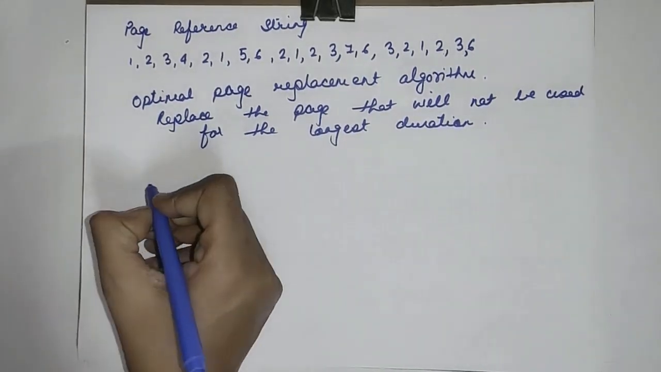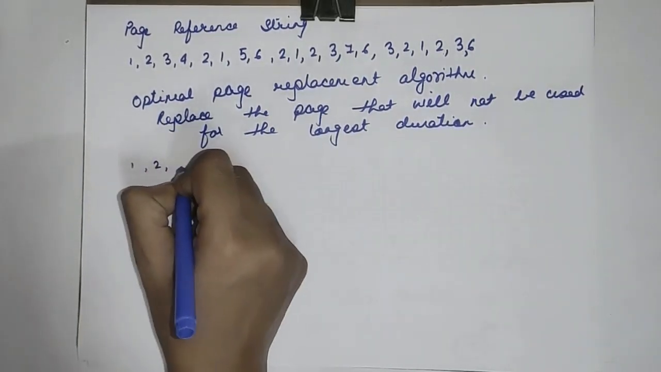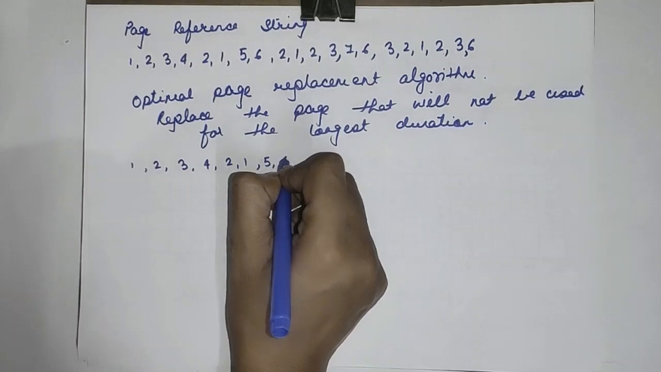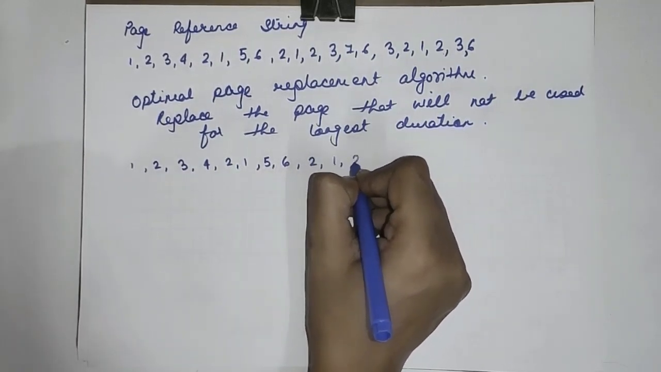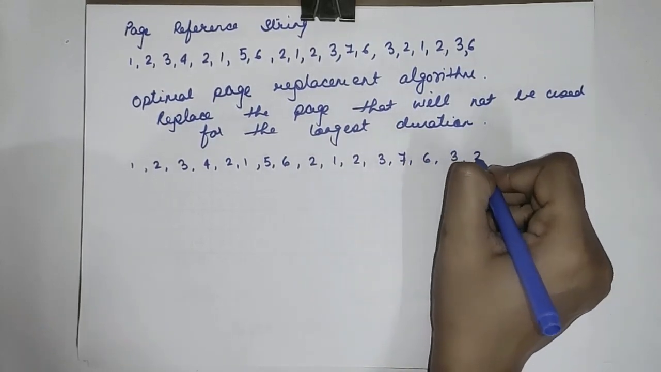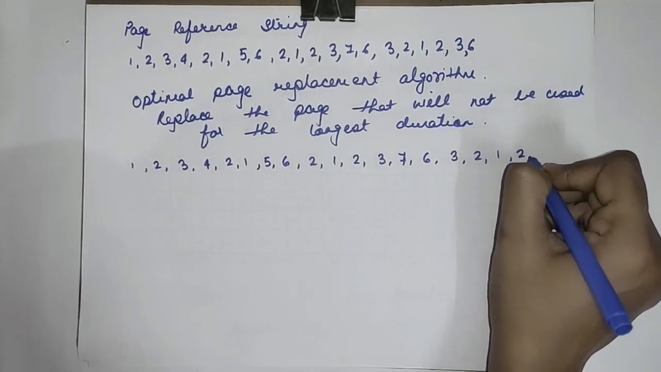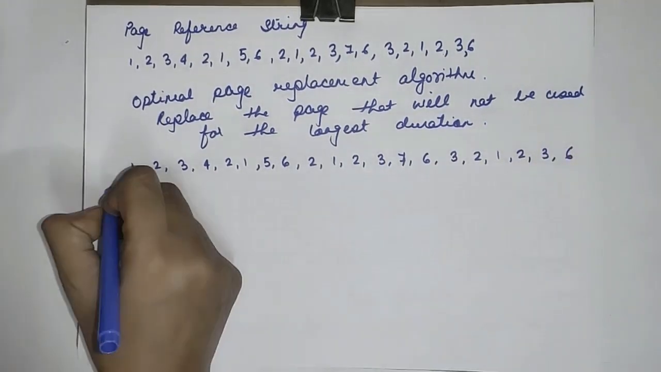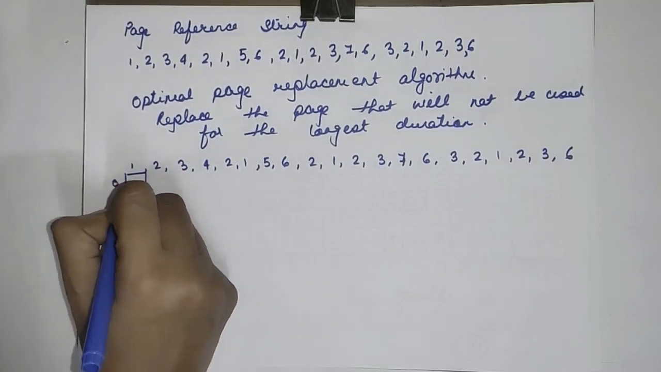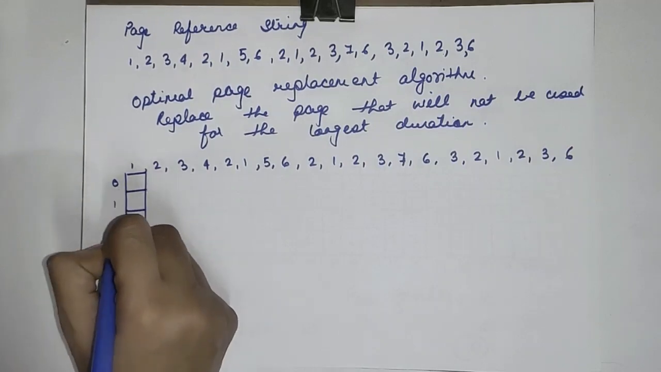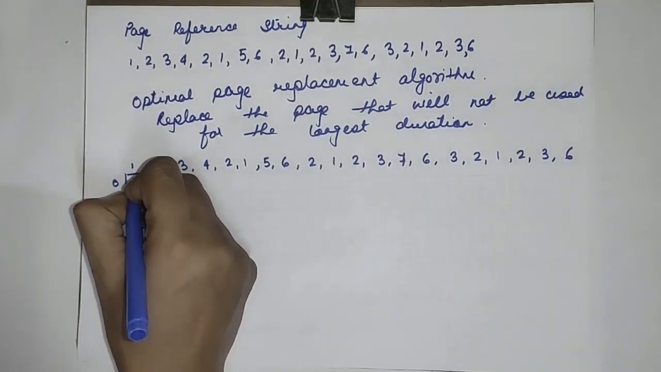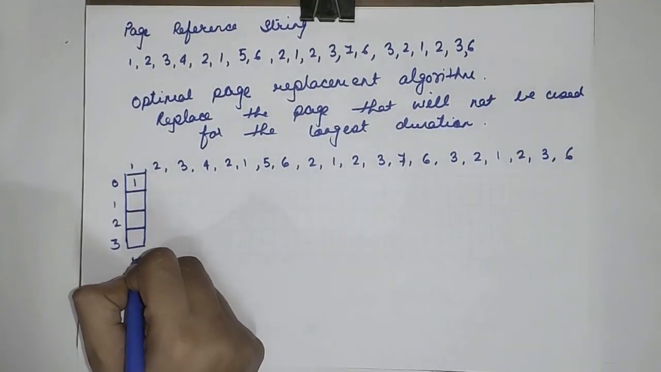So here again, let me write the string. Like you have 1, 2, 3, 4, 2, 1, 5, 6, 2, 1, 2, 3, 7, 6, 3, 2, 1, 2, 3 and 6, and the number of frames I have is 4. So let's draw the frames once more: 0, 1, 2 and 3. Initially the frames are empty, so you just need to insert 1. Obviously there is a page miss.